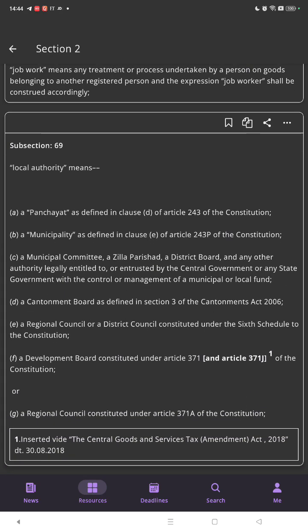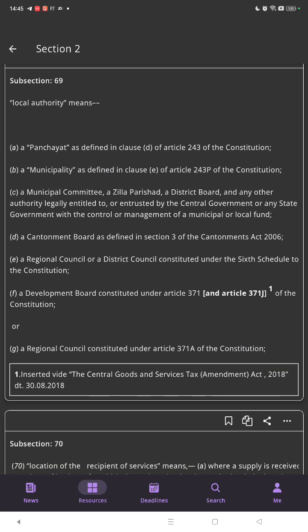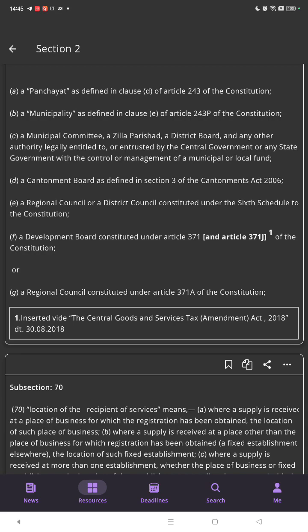Subsection 69: Local authority means a panchayat as defined in clause (d) of Article 243 of the Constitution; a municipality as defined in clause (e) of Article 243P of the Constitution; a municipal committee, a Zilla Parishad, a district board, and any other authority legally entitled to or entrusted by the central government or the state government with the control or management of municipal or local fund; a cantonment board as defined in section 3 of the Cantonment Act 2006; a regional council or district council constituted under the Sixth Schedule to the Constitution, a development board constituted under Article 371 of the Constitution, or a regional council constituted under Article 371 of the Constitution.